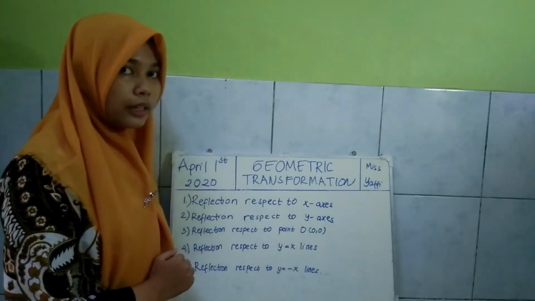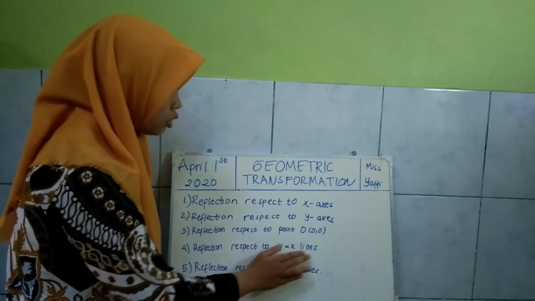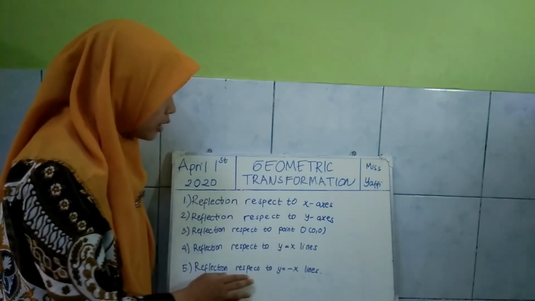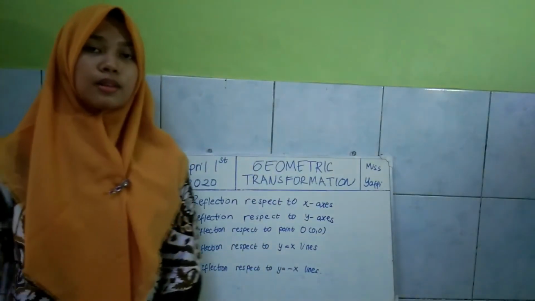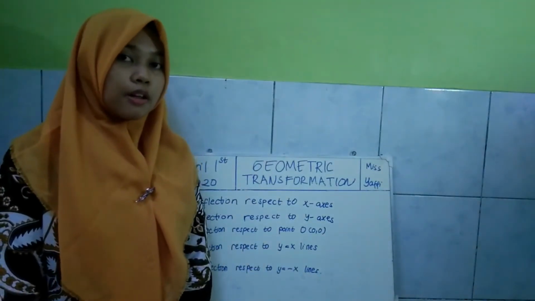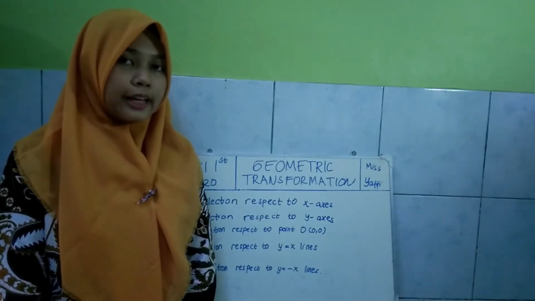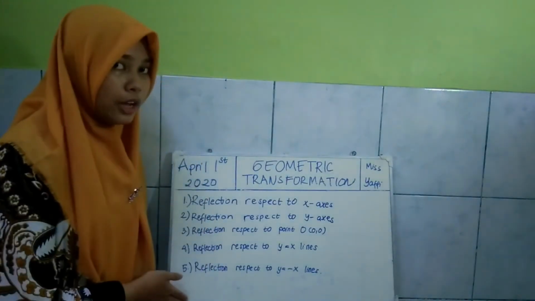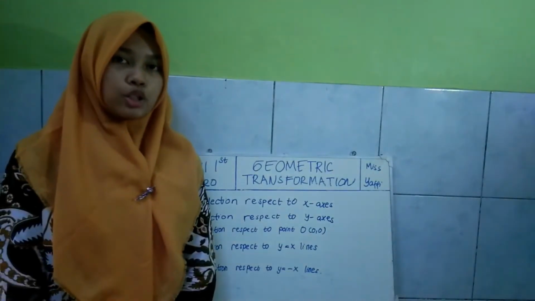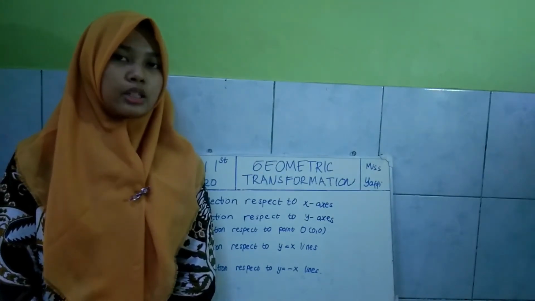And groups that contain 3 students will discuss reflection with respect to the line y equals x and reflection with respect to the line y equals minus x. Your task is to find the relations between reflections and its matrix. Each group will have different worksheets depending on the reflection that you got. To guide you, find the relations between reflections and its matrix.